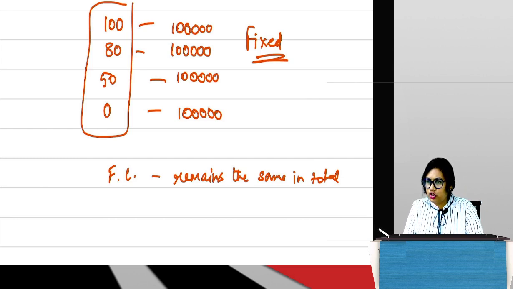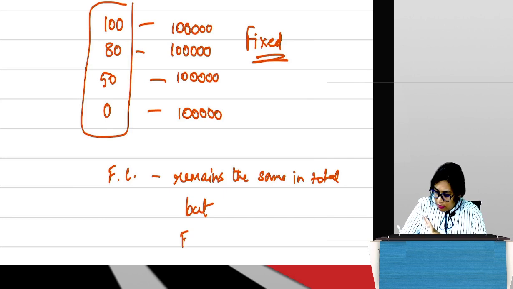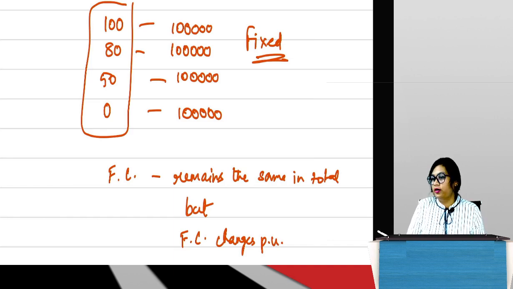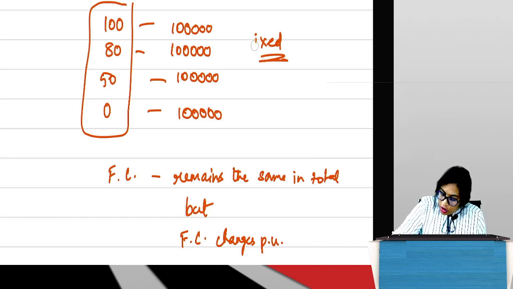So if there are 100 students, it is 1 lakh. If there are 80 students, it is 1 lakh. If it is 50 students, it is 1 lakh. Total fixed cost is 1 lakh. But fixed cost changes per unit. So calculate the per unit cost here.